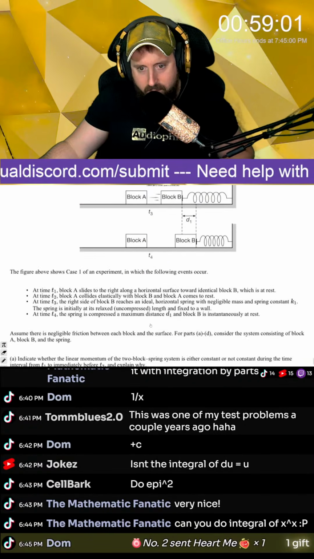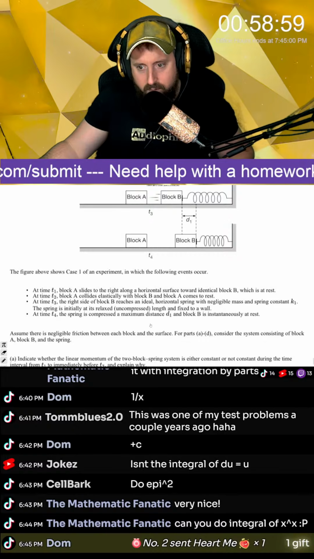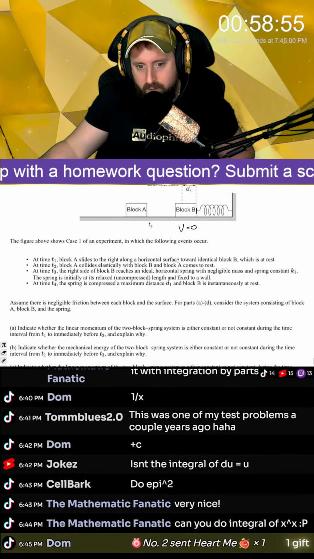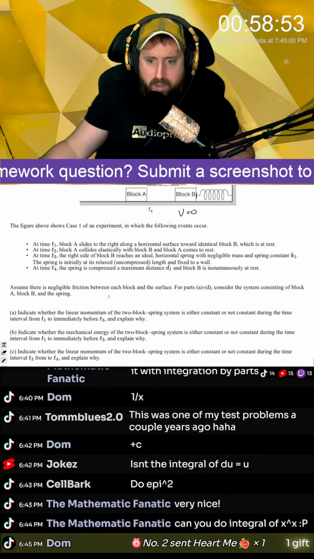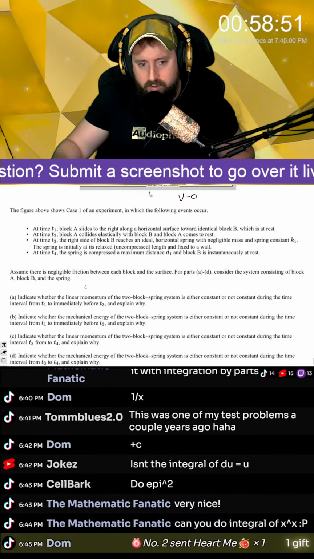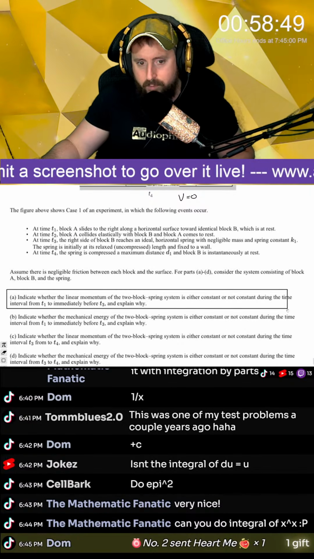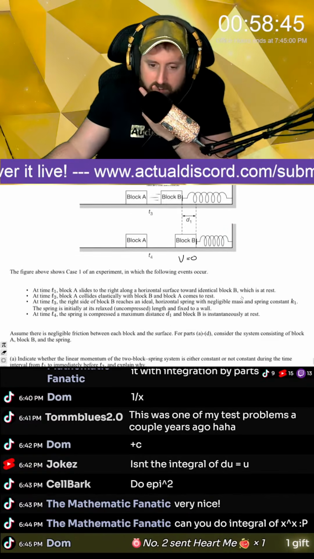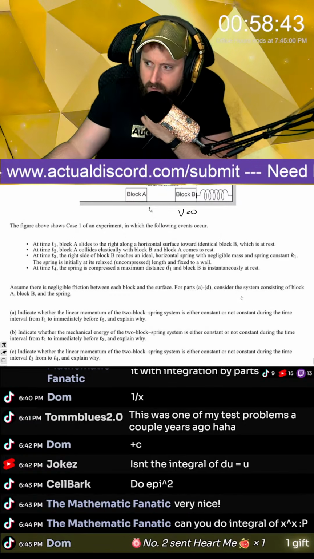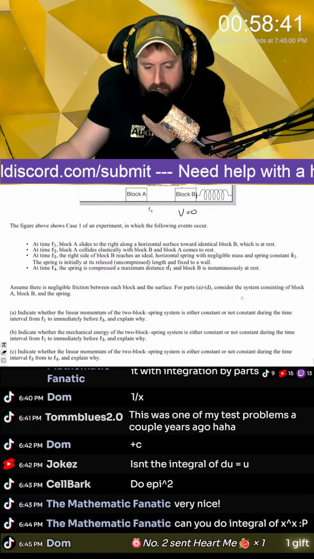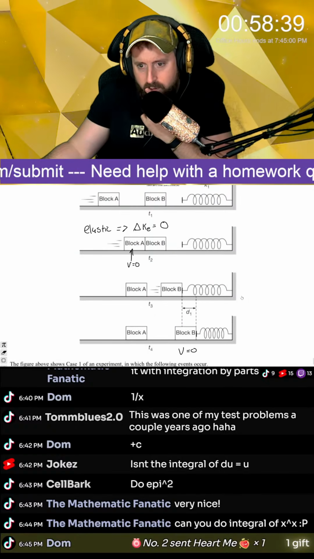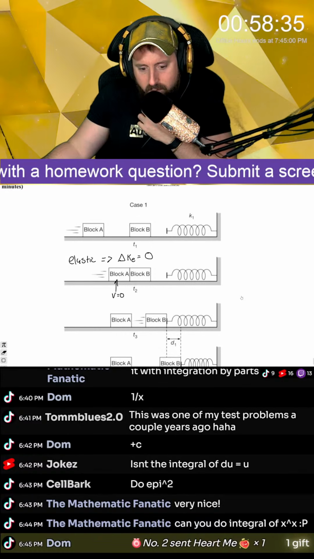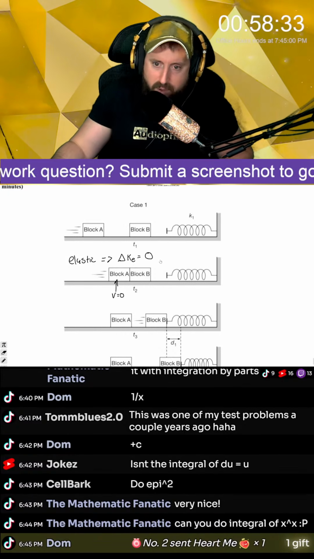Okay, and then it compresses, and then it's also at rest. A lot of stuff going on here. Indicate whether the linear momentum of the two-block system is either constant or not constant during the time interval from t1 to immediately before t3, and explain why. Momentum is almost always conserved, unless you have non-conservative forces. So I would say yes. Also in collisions, momentum is conserved.